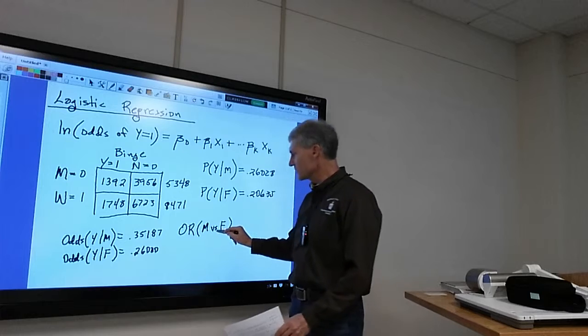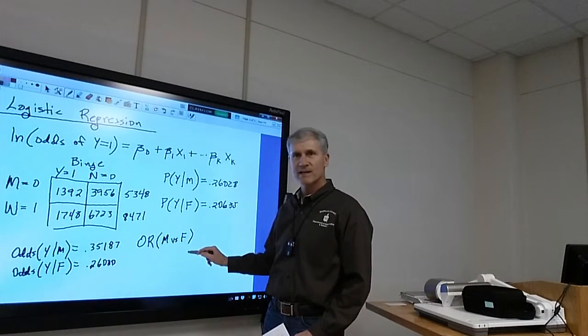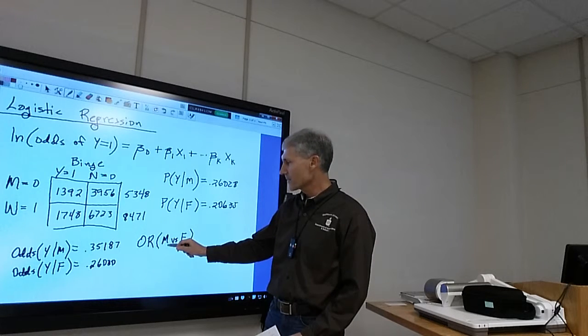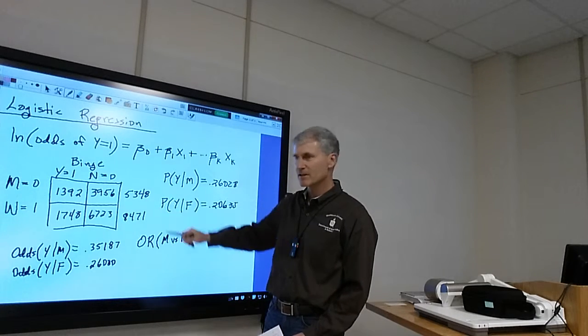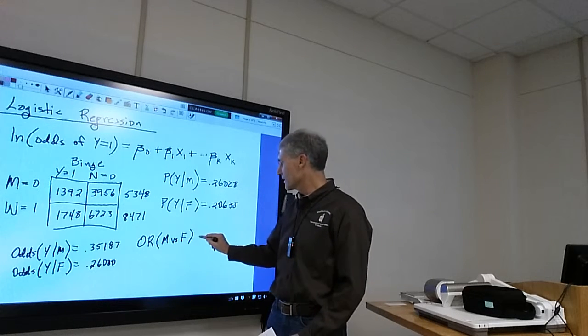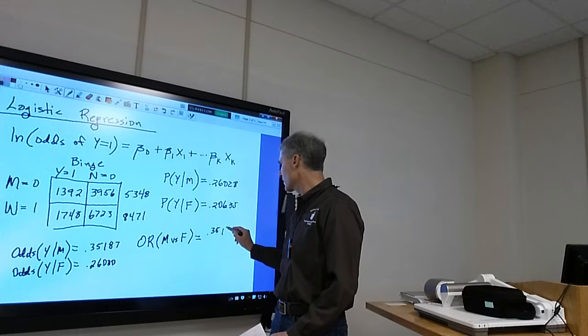And I use versus because SAS will write it that way, and it always implies that whatever comes first is on the top of the fraction, and whatever comes after the versus is on the bottom of the fraction. So if I take the odds ratio, I get 0.35187.